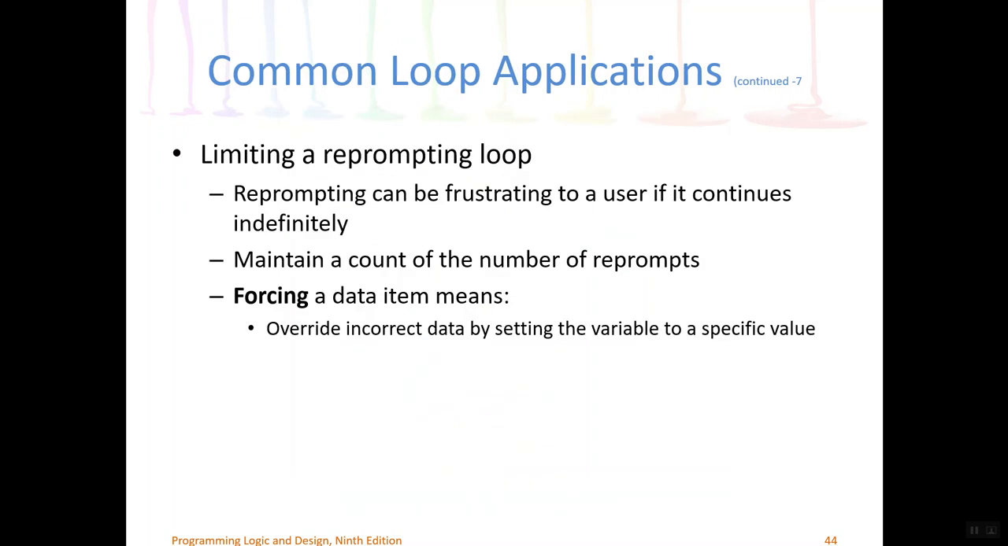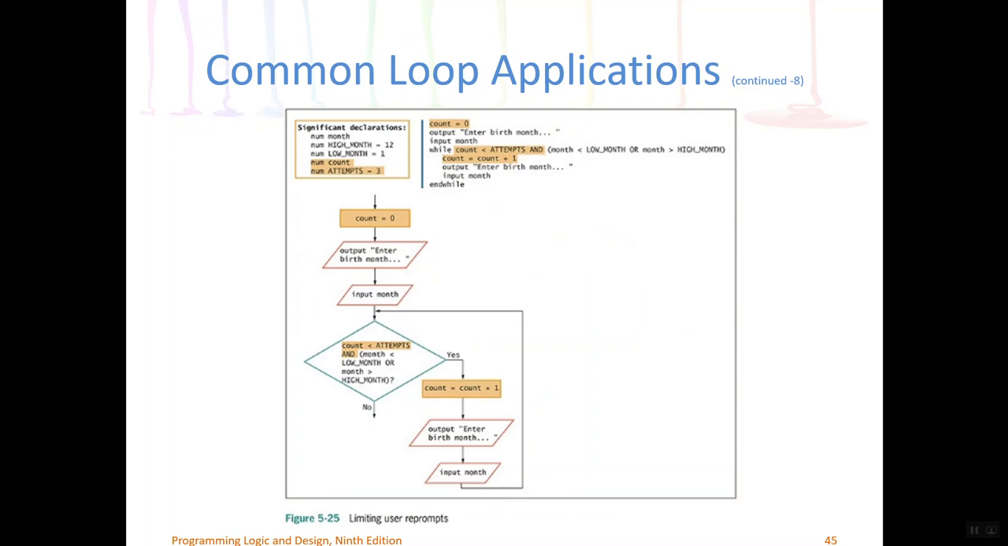The book mentions sometimes we might consider limiting a reprompting loop. So if it goes on forever, we might take a different action. We might override the user's input, or we might maintain a count of the number of reprompts. And then maybe if they mistype the same thing 5 times, we might take a different course of action. So here we're doing exactly that. We're limiting user reprompts. We are going to allow them to misenter the birth month only 3 times.